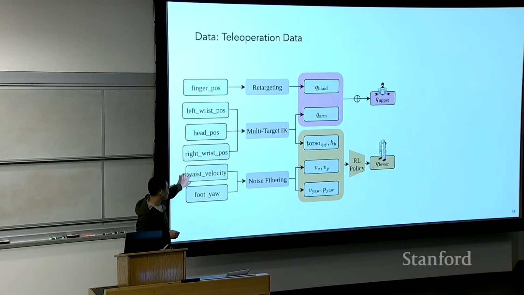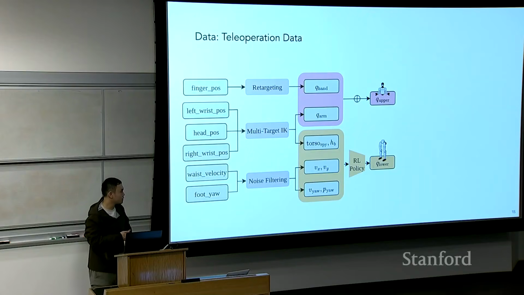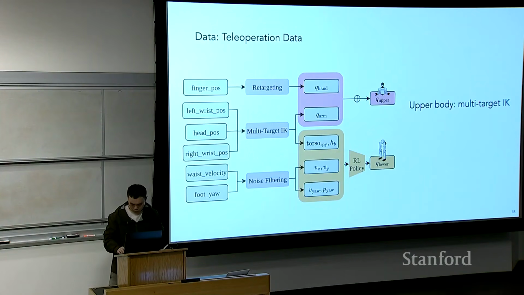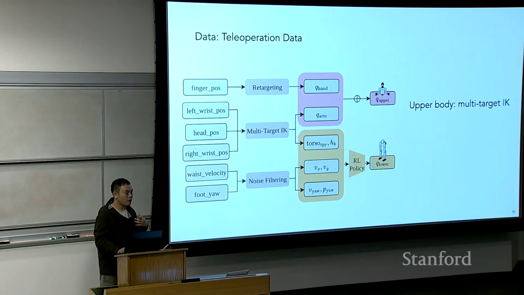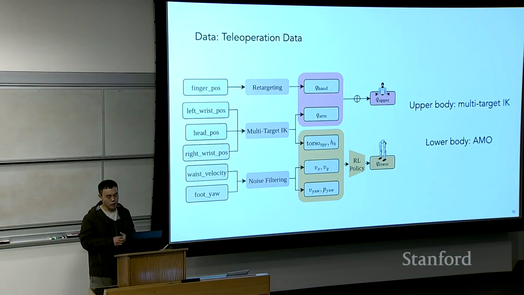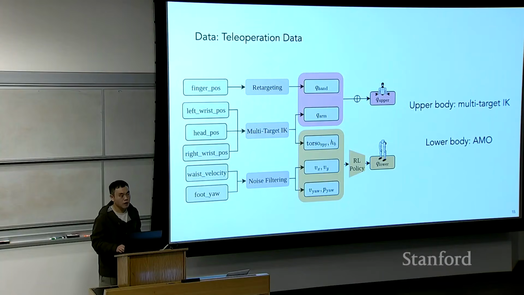Together with velocity, we control the lower body with a low-level reinforcement-learned policy. So to summarize, for the upper body, we use a multi-target IK to get a full upper body motion to control the robot. And for the lower body, we use an AMO-style reinforcement learning policy to control the mobility of the robot.